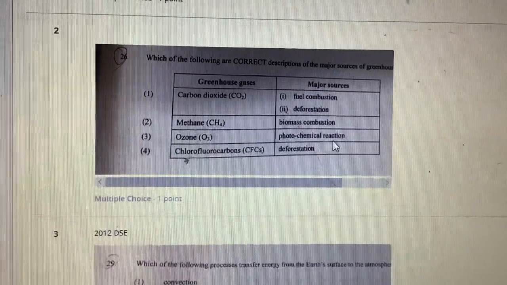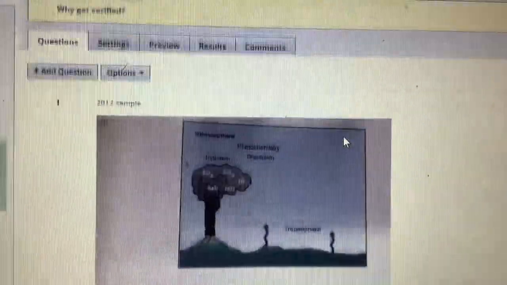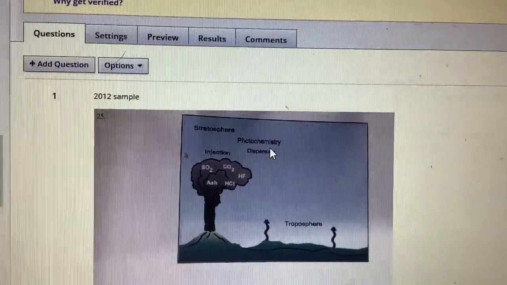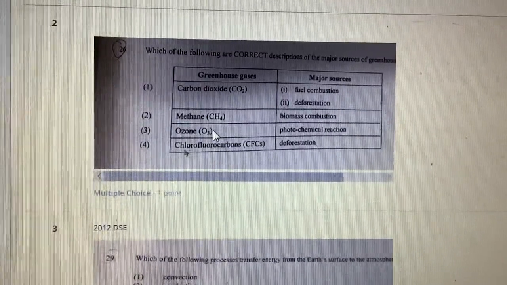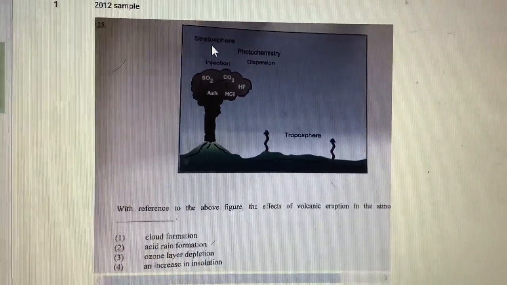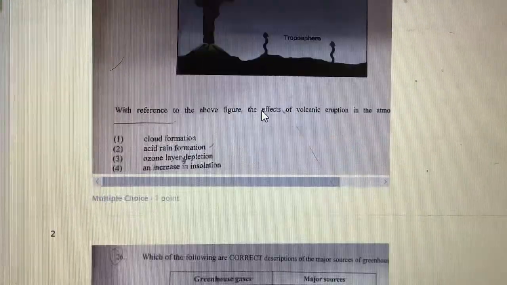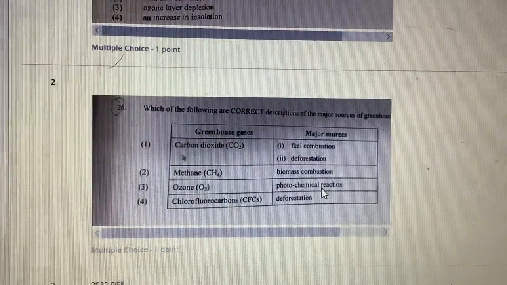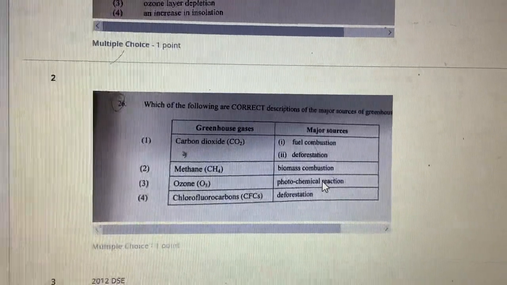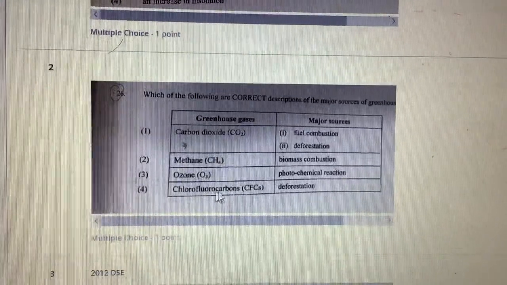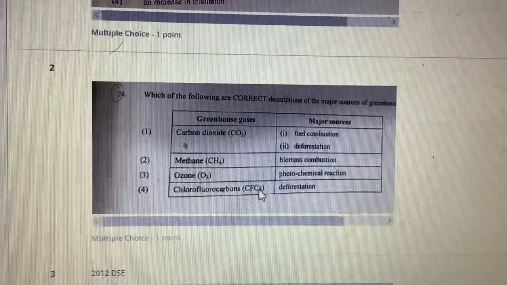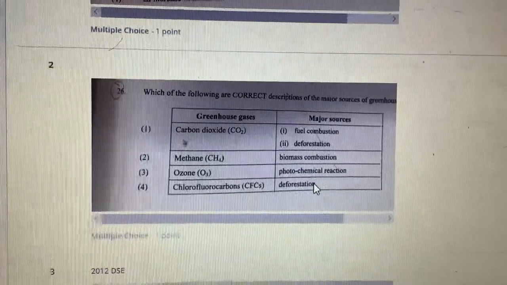Okay, ozone, which is caused by the photochemical reaction, is also right. The light sometimes will react with the oxygen in the atmosphere. The normal condition of the oxygen is O2. But when it is in the upper atmosphere, just like the stratosphere, there will be more ozone, because the light reacts with the air in the atmosphere, and then some special form of oxygen will form. And then number four is wrong, because chlorofluorocarbon is a man-made gas, and it won't be caused by deforestation. So number 1, 2, and 3 is correct.